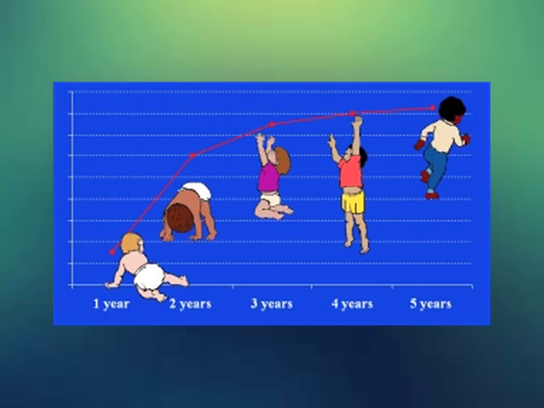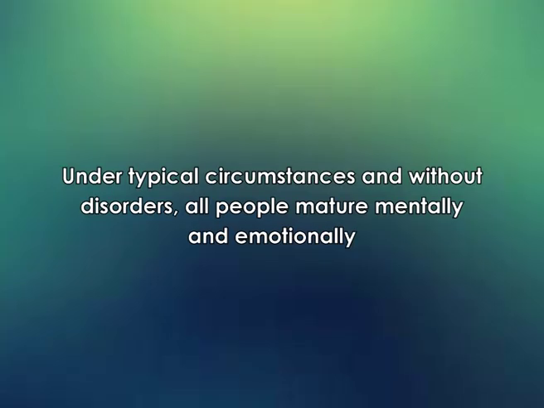While schools are structured chronologically, children are able to acquire and use knowledge at different rates. People mature physically, mentally, emotionally with age. Physical maturity is generally constant regardless of how much a person learns. People grow from childhood through adolescence. They also age or mature throughout life. Under typical circumstances and without disorders, all people mature mentally and emotionally.